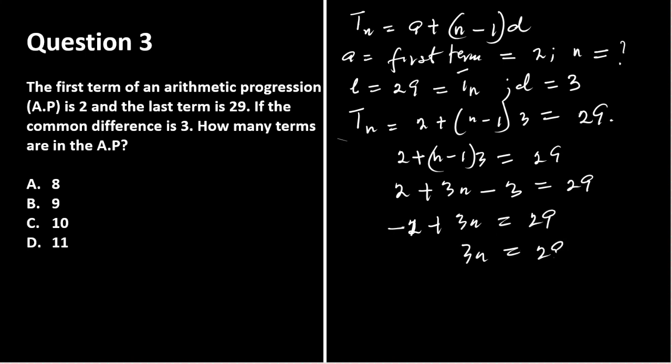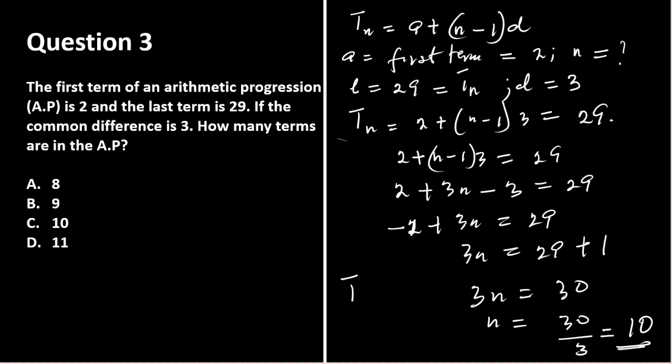3n = 29 + 1. 3n = 30. n = 30 over 3, which is equal to 10. That tells me that I have how many terms in the arithmetic progression? 10. That means my Tn is obviously the same thing as T what? T10. That is the last term in the progression. If the last term in the progression is the 10th term, then we have 10 terms in this arithmetic progression.